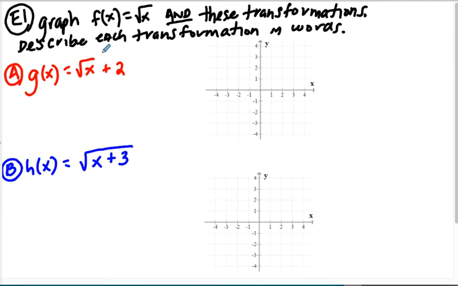If it has a something cubed, then my parent function is probably x cubed. If it has a something squared, my parent function is probably x squared. If it has an absolute value, my parent function is the absolute value, right? Okay, so let's graph the original first.